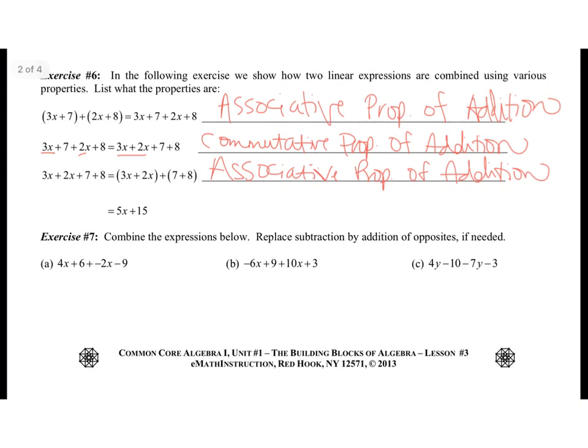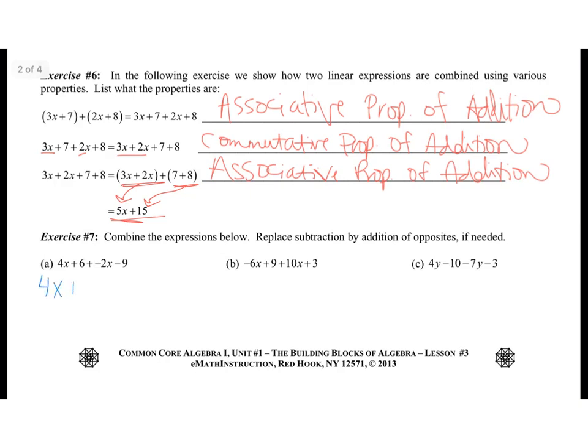And the last piece of this, the 5x plus 15, this is nothing. It just combined like terms. It showed that the 3x plus 2x became 5x and the 7 plus 8 became 15. So combine the expression below. Replace subtraction by addition of opposites if needed. So I'm just going to end up moving everything together. We're going to do some commutative property.